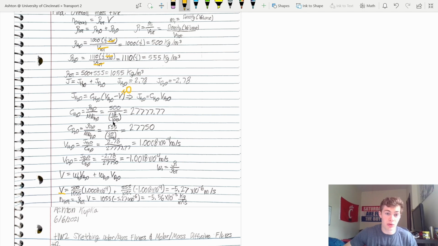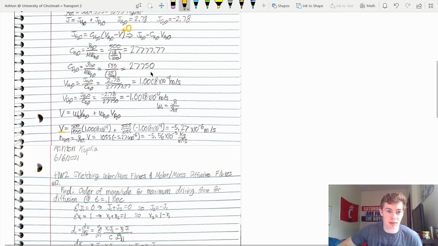We have to convert that to kilograms since we know that our mass concentration is in kilograms, to be 27,777.77. Using the same process for our D2O, we get the 555 mass concentration that we calculated right here over our 20 grams per mole over 1,000 to convert it to kilograms per mole, to get 27,750 for our molar concentration of D2O.